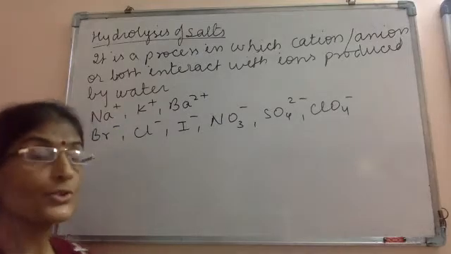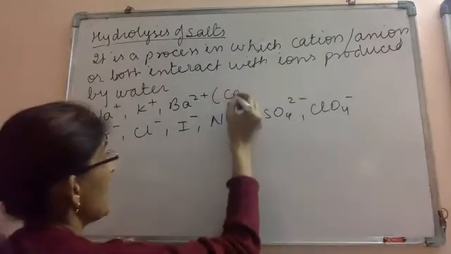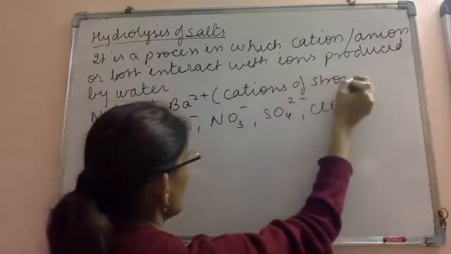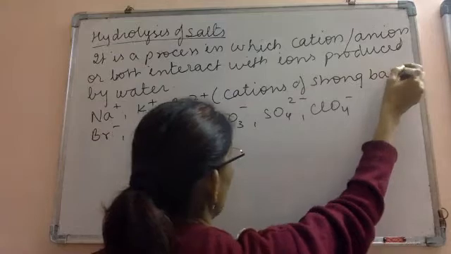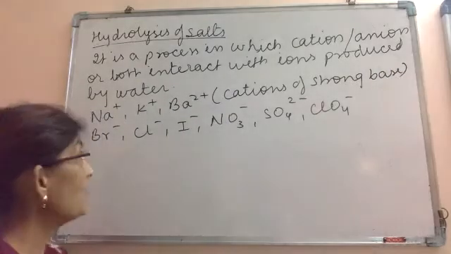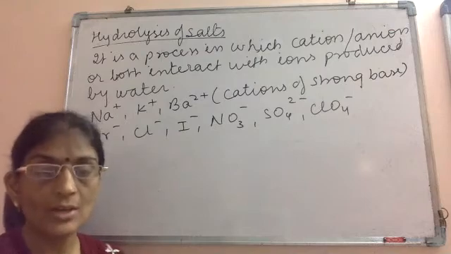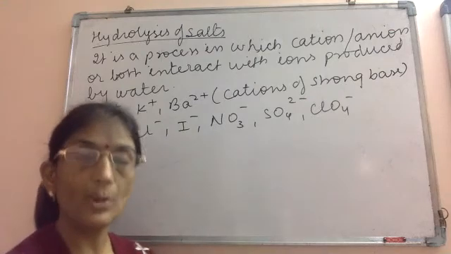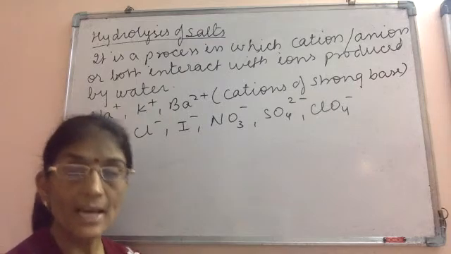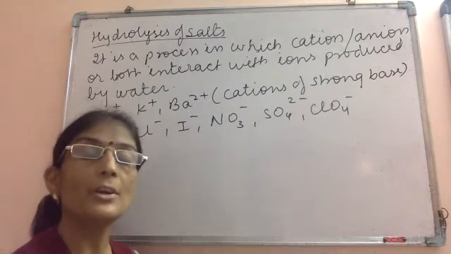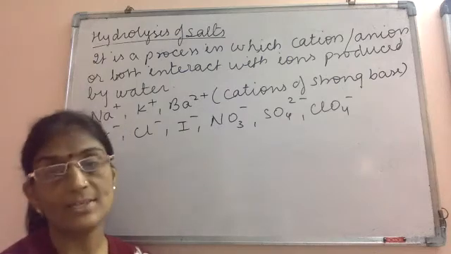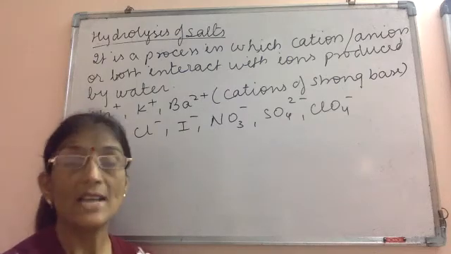So these are cations of a strong base. What are bases? NaOH, KOH, barium hydroxide. Na plus is the cation of NaOH, K plus the cation of KOH, Ba2 plus the cation of barium hydroxide. So cations of a strong base undergo hydration, they won't undergo hydrolysis. They won't interact with the ions produced by water.